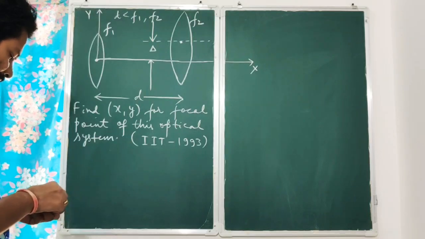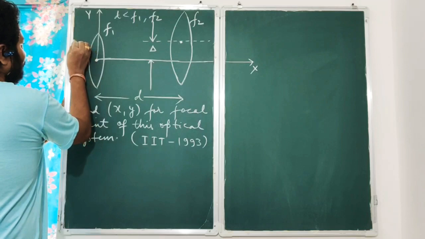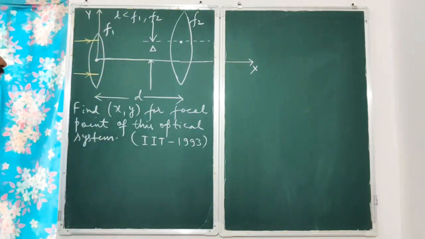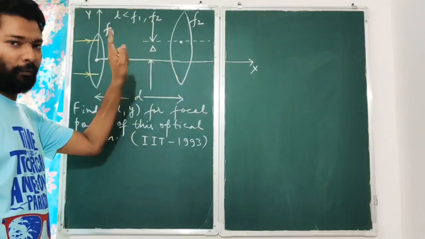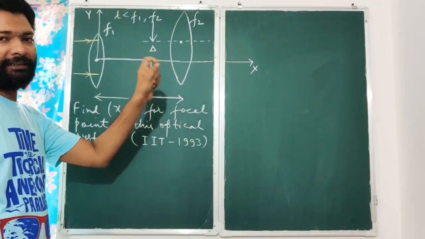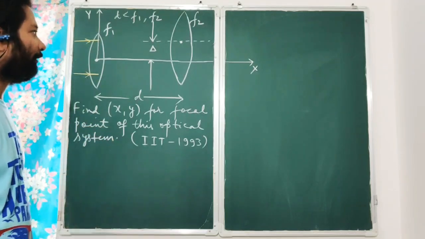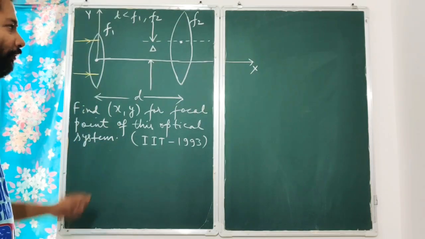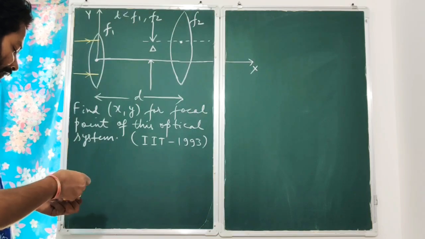That is, if there is some ray of light which is traveling parallel to the principal axis of the first lens, then after passing through the second lens, what is the xy coordinate of the final image that will act as the focal point of this optical system? So let us first draw the ray diagram before making use of the lens formula or lens equation.